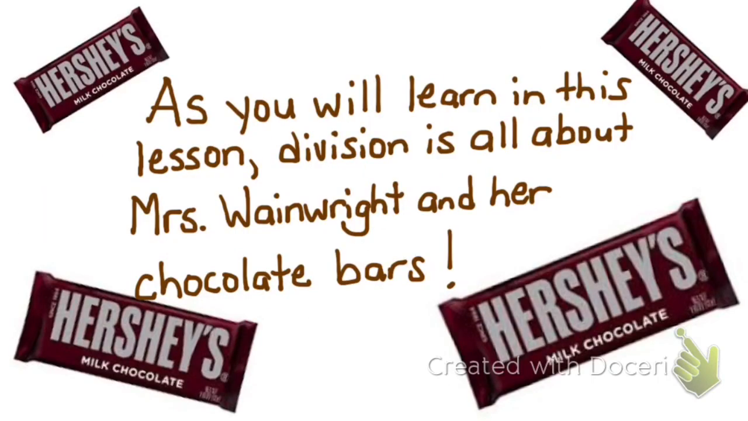And as you will learn in this lesson, long division is all about Mrs. Wainwright and her chocolate bars. For example, number 1, we're given a division problem, 329 divided by 7. If you don't know the fact by heart, you should do long division to solve the problem. When we're going to do long division, we take the horizontal problem as you see here, and we turn it into the division box problem.